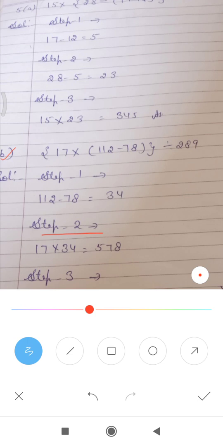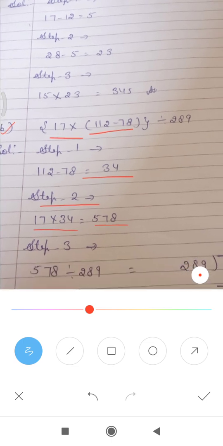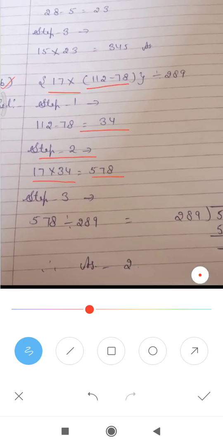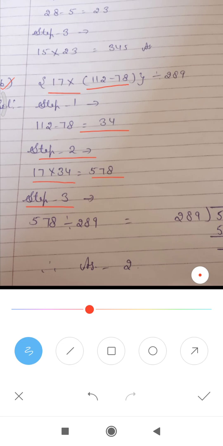Then in step 2 what will we solve? The number which is given in the curly bracket. What is given? 17 multiplied by. Now what is the answer of 112 minus 78? 34, right, in step 1. So 17 multiplied by 34 is 578. Now in step 3, we have to divide this 578 by 289.